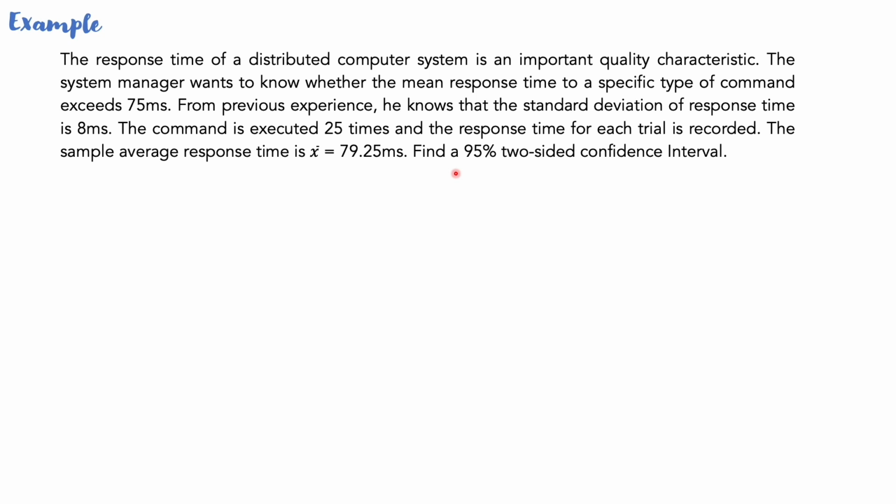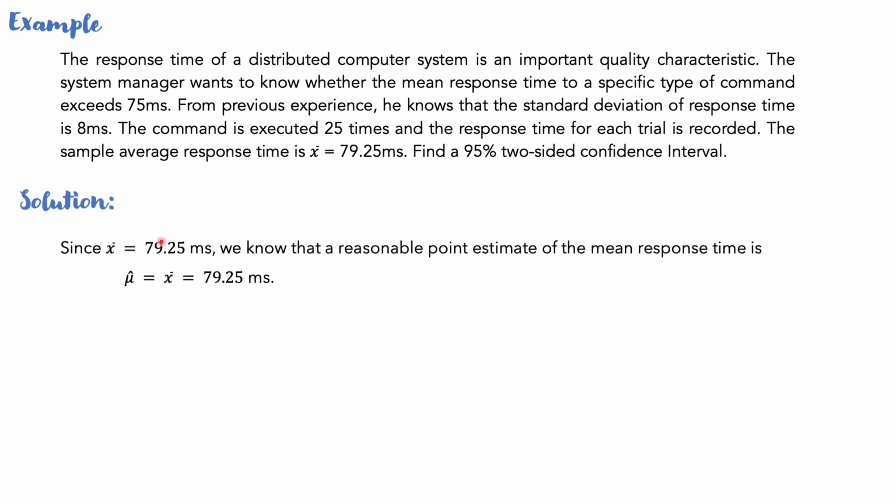You will see just now. I will explain it to you during the solution. So in the solution, our sample mean is equal to 79.25 milliseconds. So we can write it like this: our estimation, or the point estimate of the parameter mu, is equal to 79.25 milliseconds.